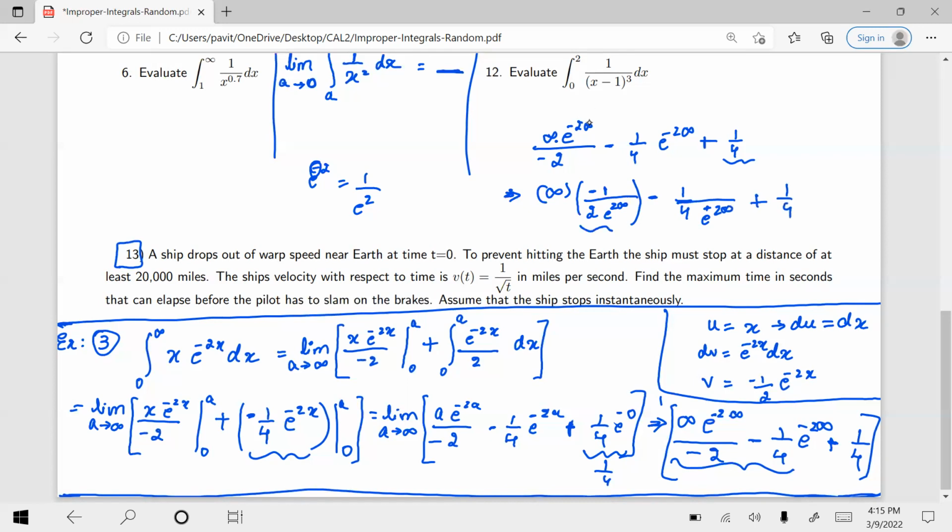Now you can see that this is clearly 0 because I have 1 divided by infinity. So this is clearly 0. This is clearly 0. If I'm multiplying 0 to any number, I get 0 as the answer. So the remaining term is 1 by 4. So the final answer for this problem is 1 by 4.